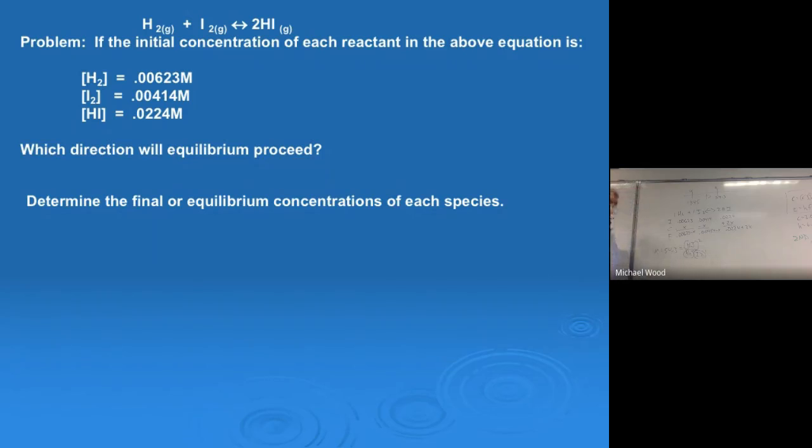Now I plug in the numbers. I've got 0.0224 plus 2x, squared. This is where it's starting to get, to me, really messy. A lot of you, maybe all of you, could do this on your calculators better than I can. So if I plug in, the H2 is 0.00623 minus x, and the I2 is 0.00414.